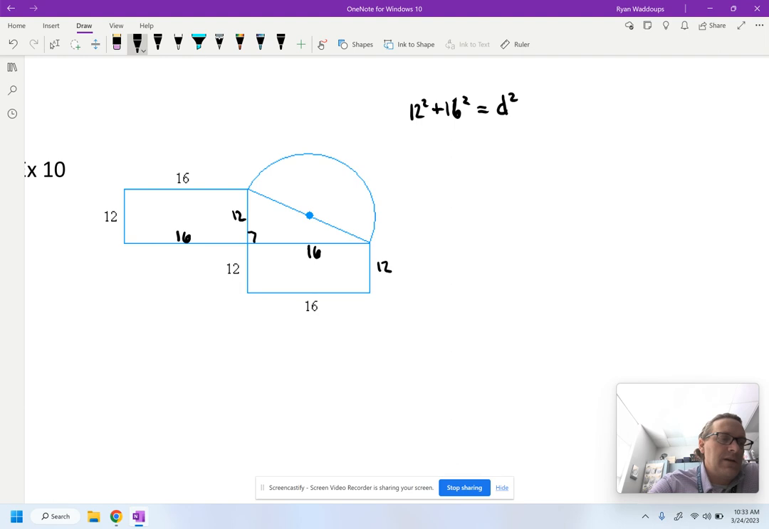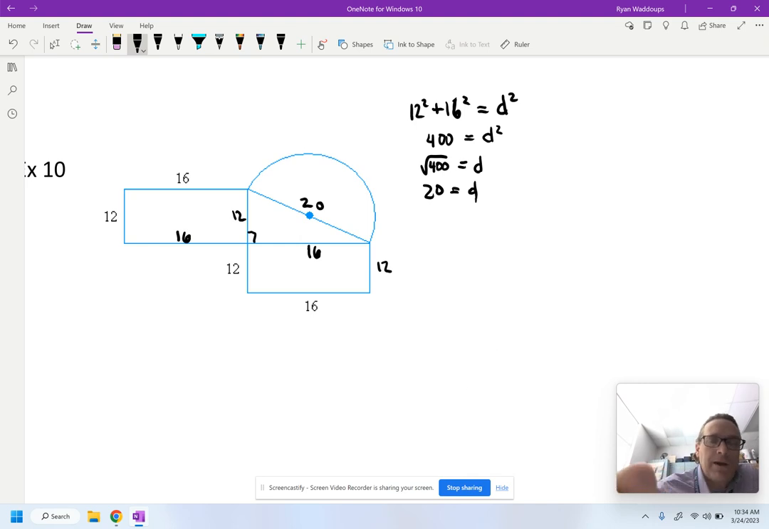And I type some of this in here. 12 squared plus 16 squared is 400. And so if I take the square root of both sides, d then is the square root of 400, which means that d is 20. So this is 20.